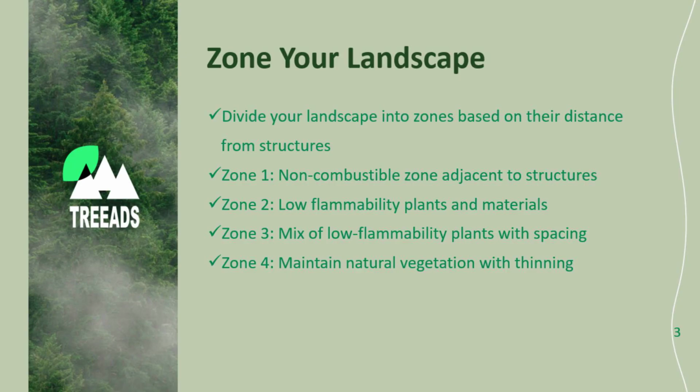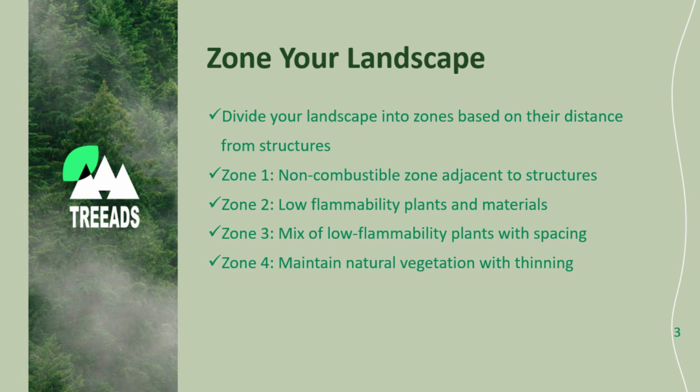The first action that can be taken is to divide your landscape into 4 different zones based on their distance from structures. The zones are as follows. Zone 1. This is the area immediately adjacent to your home or structure. It should be a non-combustible zone free from any flammable materials. Use materials such as rocks, stones, concrete, or gravel in this zone.